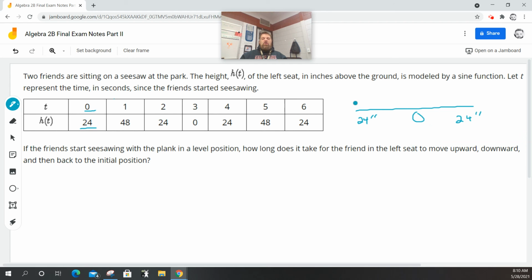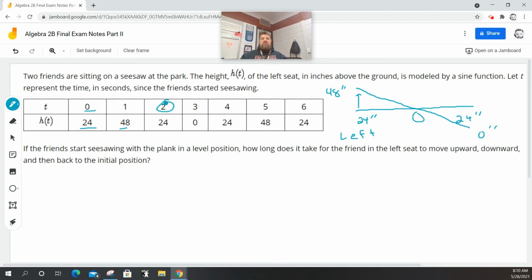And so what happens is after 1 second, this seesaw is going to go up like this, and this one's going to come down. So this is going to go up 48 inches, and this one's going to come down, and this will be at 0 inches. So we're talking about the left, right?